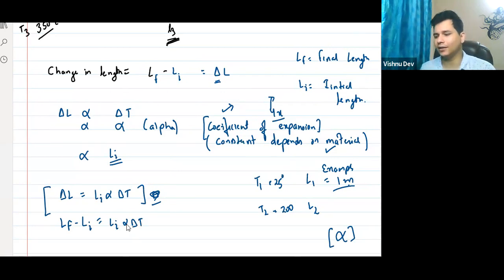The question will also be given. For example here, if T1 is 25 and T2 is 200, so what is delta T? Tell me how much the change will be. It is 200 minus 25. We have already covered this in calorimetry. What is the meaning of delta T? 175. Very good.